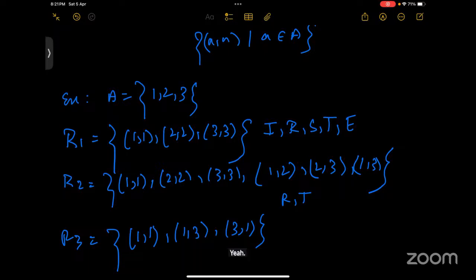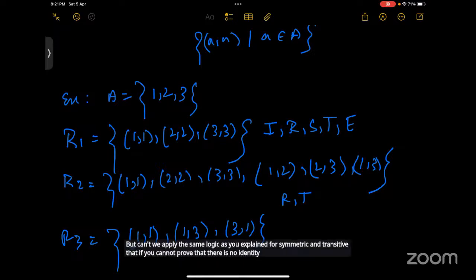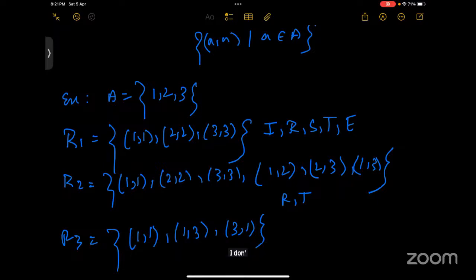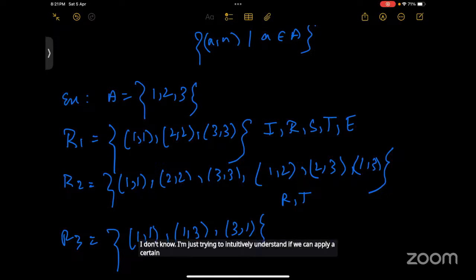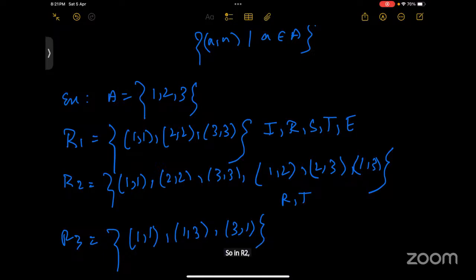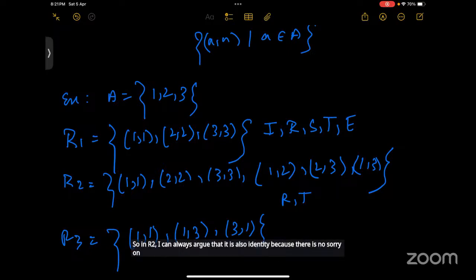Okay, I know that. I know that the identity relation is always the same: 1, 1, 2, 2, 3, 3. But can't we apply the same logic as you explained for symmetric and transitive? That if we cannot prove that there is no identity, then we can consider that an identity, right? I'm just trying to intuitively understand: if we can apply a certain rule to one part of the equation, then we should be applying it equivalently to the identity also. So in R2, I can always argue that it is also identity because there is no extra element in R3, right?